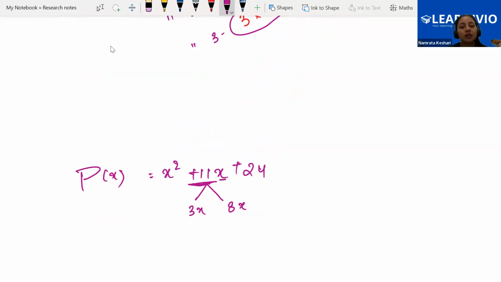Now can you tell me, both will be positive, both will be negative, or what? Because we want to generate plus 11x. So both will be what? Which sign shall I give in front of 3 and 8? Plus sign I will give, minus sign I will give. One is positive, another negative, or what? Can you tell me?